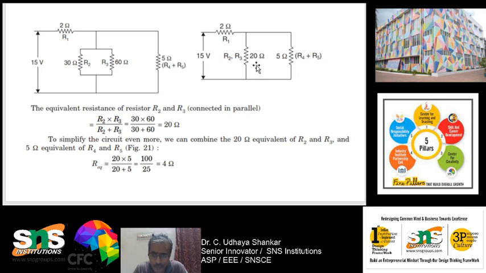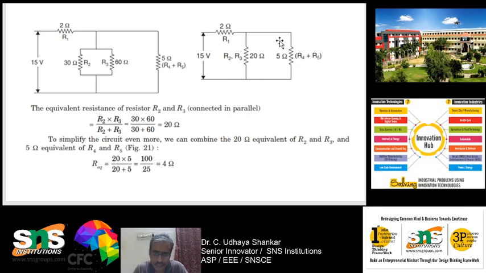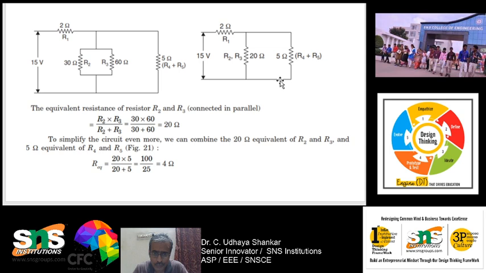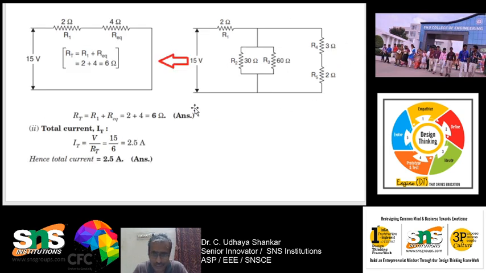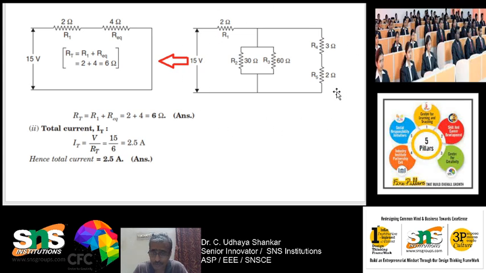Now you have to do again 20 into 5 divided by 20 plus 5 as the equivalent of this. So you can put 20 into 5 divided by 20 plus 5, which is nothing but 100 divided by 25, which is nothing but 4 ohms. So the entire circuit has now been simplified, as you can see, from the most complex circuit which was given initially. So how to solve it?